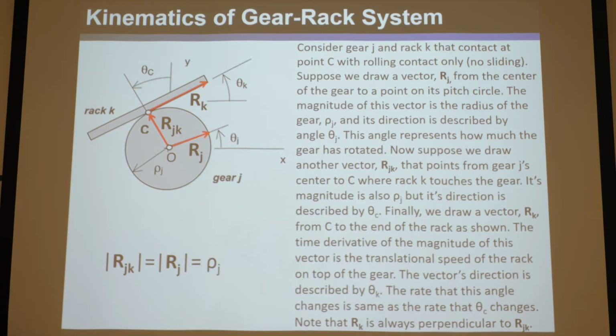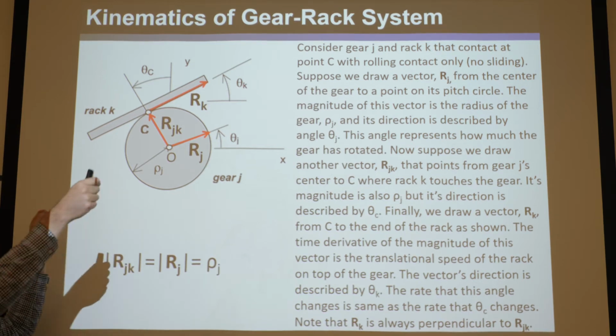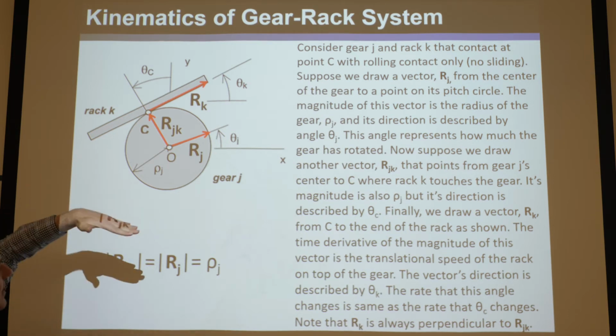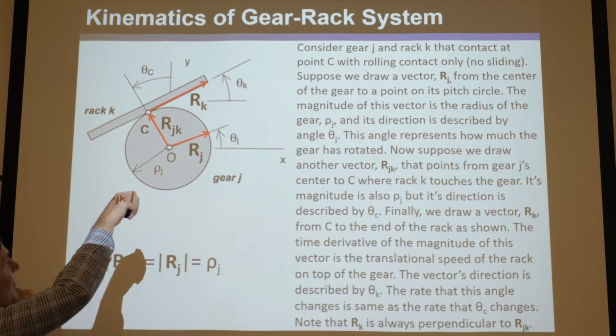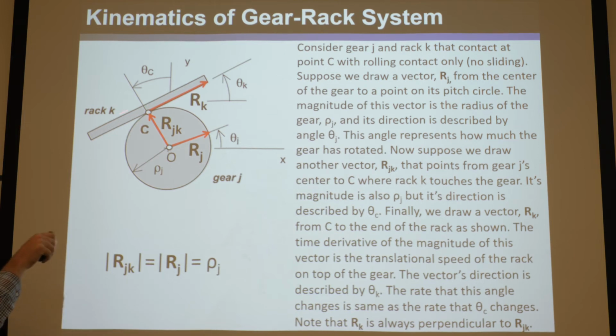The time derivative of the magnitude of this vector is the translational speed of the rack on top of the gear. So if you imagine the gear just pinned here and this rack is flying on there, the rate that changes is how fast the rack is moving. The vector's direction is described by theta k. So you could imagine the rack could actually rotate around this gear, and the theta k here is going to capture that angular rotation or position of rack k. So it's a little tough to wrap your mind around here.